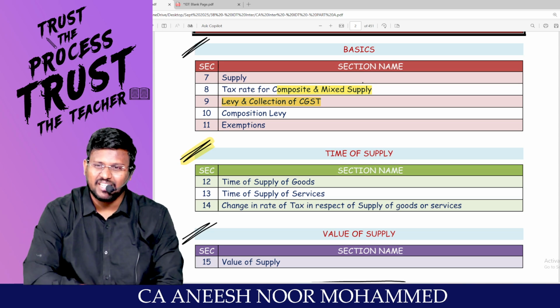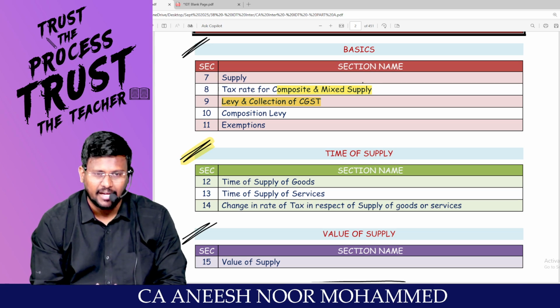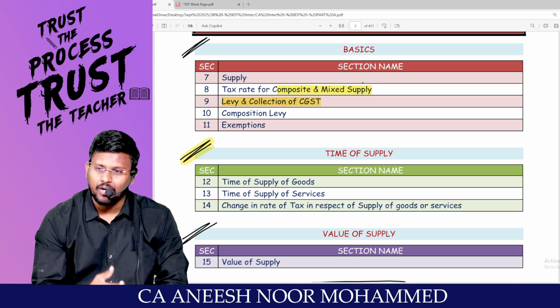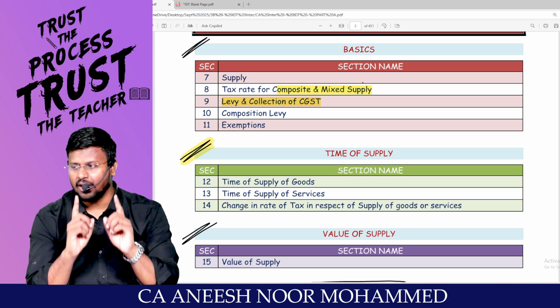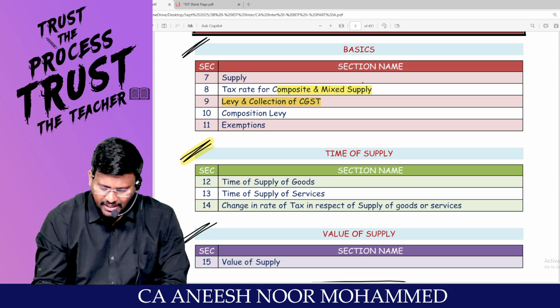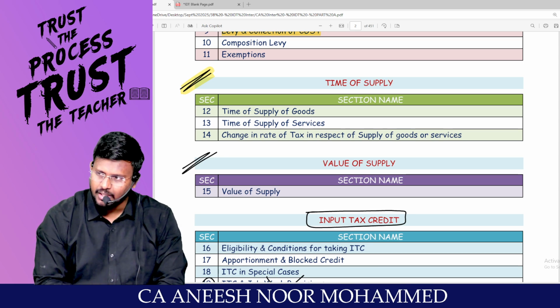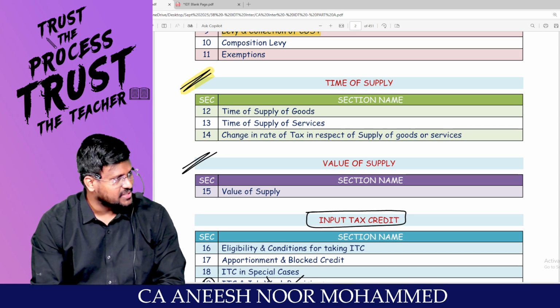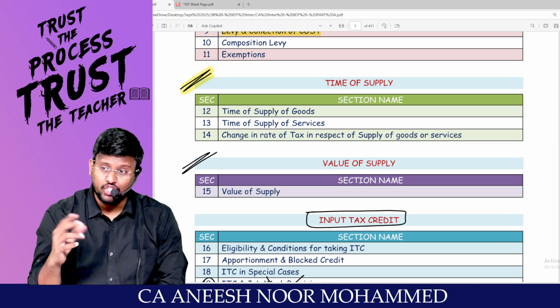What is section 7? Supply. What is section 8? Tax rate for composite and mixed supply. What is section 9? Levy and collection of CGST. What is section 10? Composition levy. What is section 11? Exemption. What is section 12? Time of supply of goods. What is section 13? Time of supply of services. What is section 14? Time of supply in case of change in rate of tax.